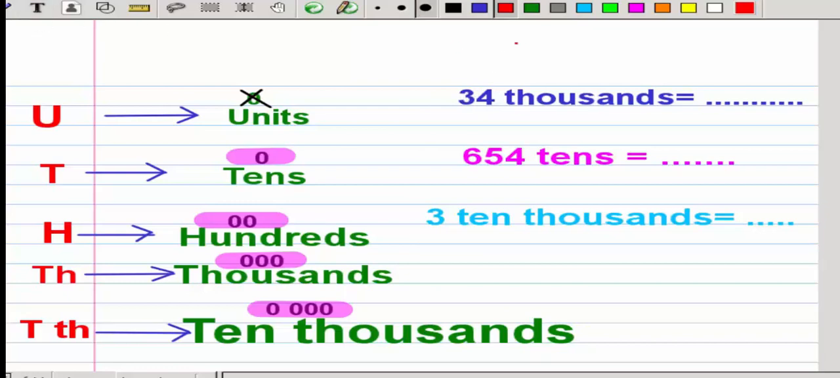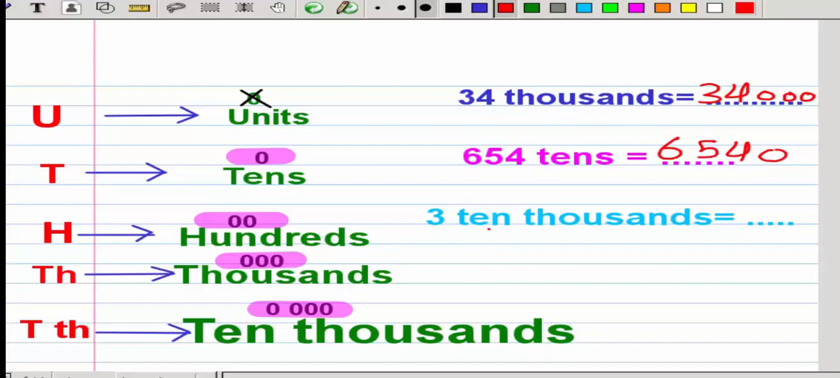In this example he said 34,000. Again, 34,000. Thousand, as we said before, means 3 zeros. So here we write 34 and put 3 zeros from the right side. Here he said 654 tens. We write 654 tens. Tens has only 1 zero, so we write 0 from the right side.